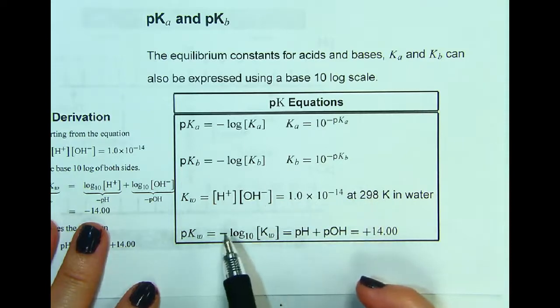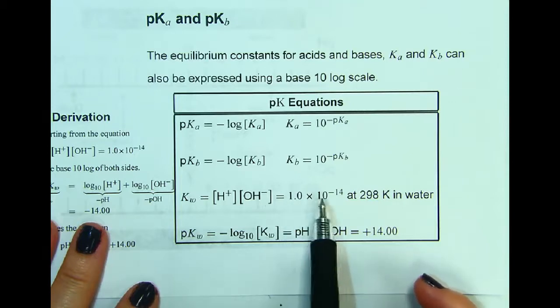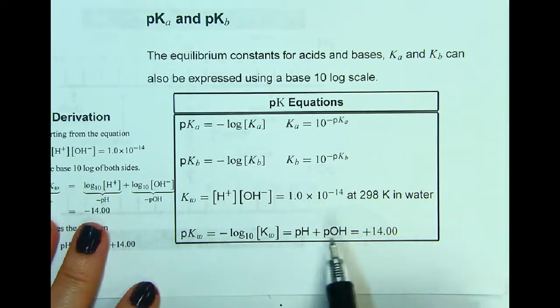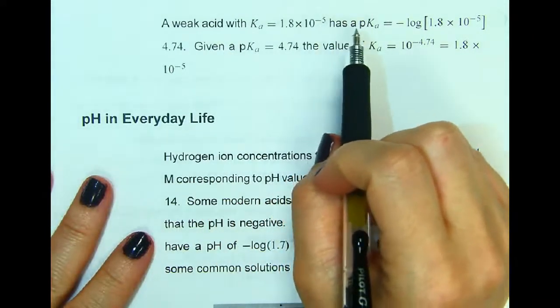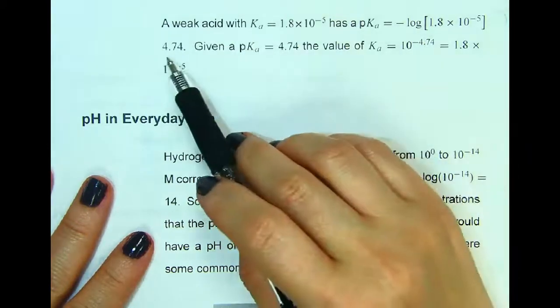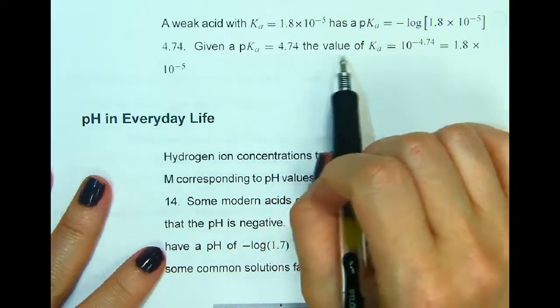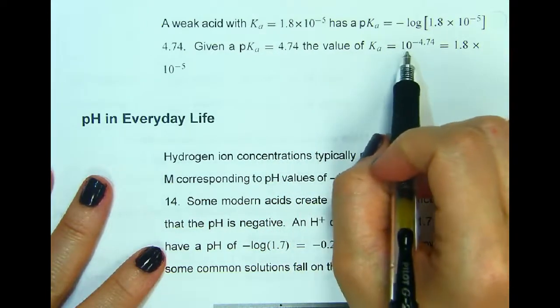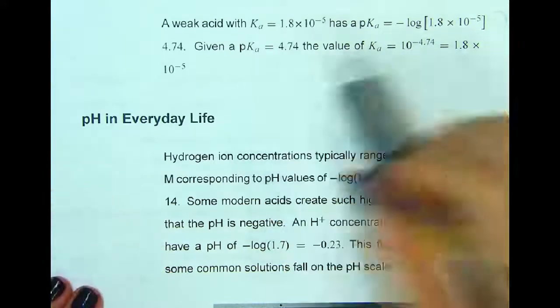If you wanted to get the pKw, then we would take the negative log of this value, and that would give us 14, which means the pH plus the pOH should equal 14. A weak acid with Ka 1.8 times 10 to the negative 5 would have a pKa of negative log of 1.8 times 10 to the negative 5, which equals 4.74. Given a pKa equal to 4.74, the value of the Ka would be 10 to the negative 4.74, which gets us back to 1.8 times 10 to the negative 5.